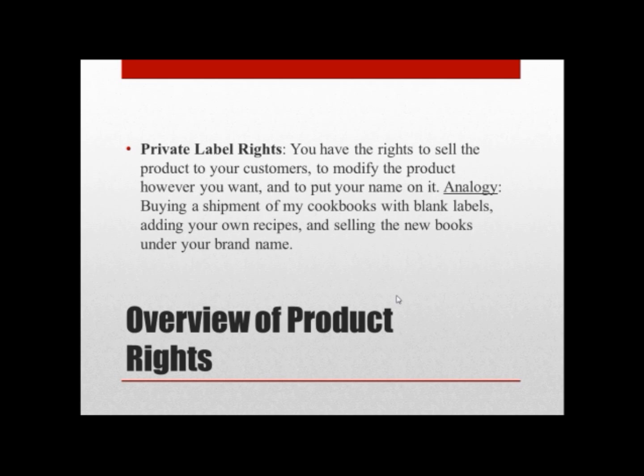Next are private label rights. What private label rights are is that you have the right to sell a product to your customer. You can modify the product however you want, and you can put your own name on it if you like. An analogy would be if you bought a shipment of cookbooks from me with blank labels, you'd then add a few of your own recipes and sell the new books under your own brand name. So if I had an Italian cookbook, you could take it from me, add a few of your extra recipes, put your name on it instead, give the guide a new name, put some new images or whatever you want, and you can just sell the reformatted book under your own brand name.